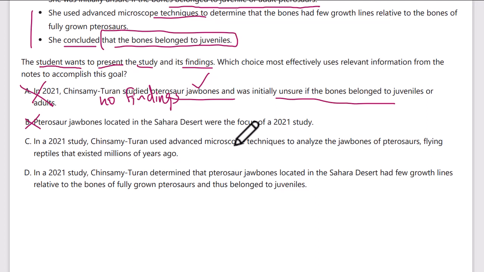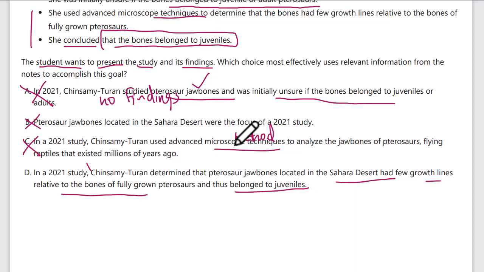C, in a 2021 study, they used advanced techniques. No, that's the method. We don't really care about the method. We just want to describe the study and the findings, nothing else. D, in a study, Turan determined that pterosaur jaw bones located in the Sahara Desert had few growth lines relative to bones of fully grown and thus belonged to juveniles.